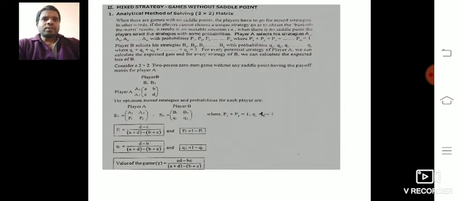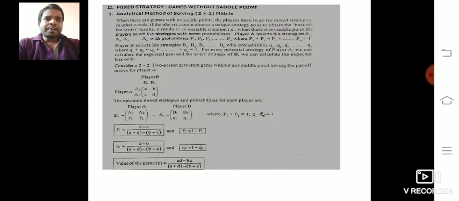In the previous video lecture, you have solved the problems on pure strategy with the existence of saddle point by using the maximin minimax principle. Now today in this lecture we are going to discuss the problems on mixed strategy. You can solve them by using the analytical method, without a saddle point.